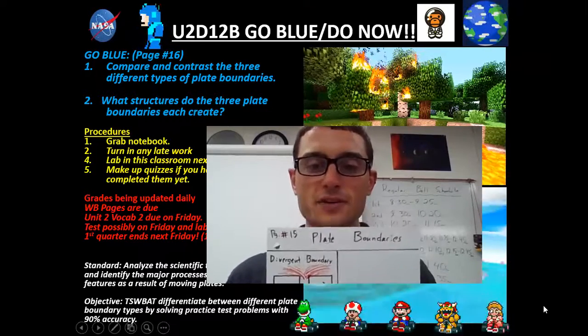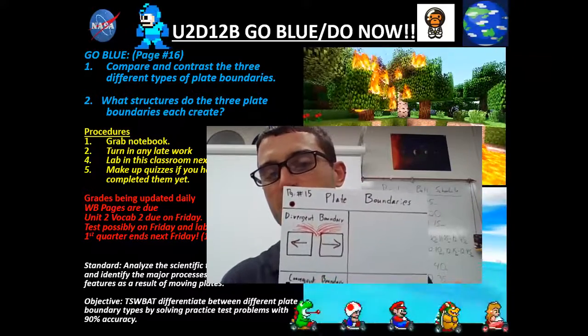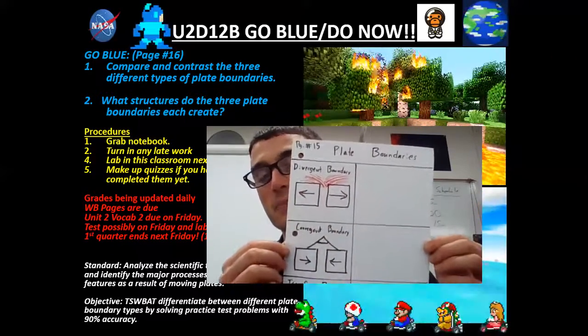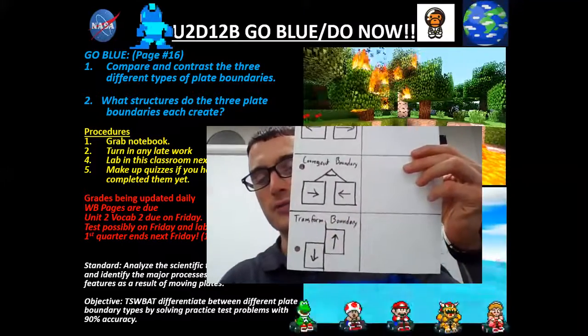Again, the title of page 15 should be Plate Boundaries. We have divergent boundary, as you can see here. We have a convergent boundary, as you can see here in the middle. And then next we'll be talking about transform boundaries.